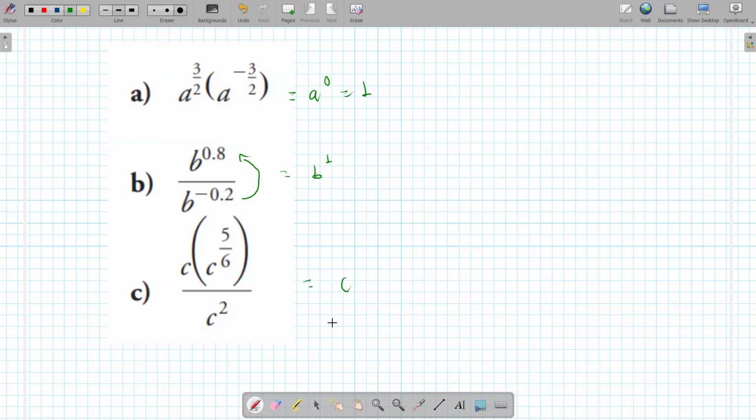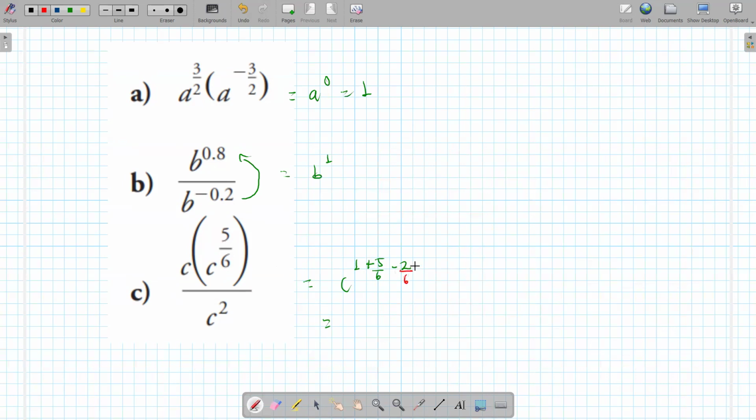For C, you can do this in one step. Look at this. This C has a power of 1. You're multiplying another C, and if you're multiplying, you add the exponents, so it becomes 1 plus 5/6. And C squared is in the denominator, so you'll end up subtracting it like this. Now look at this fraction addition.